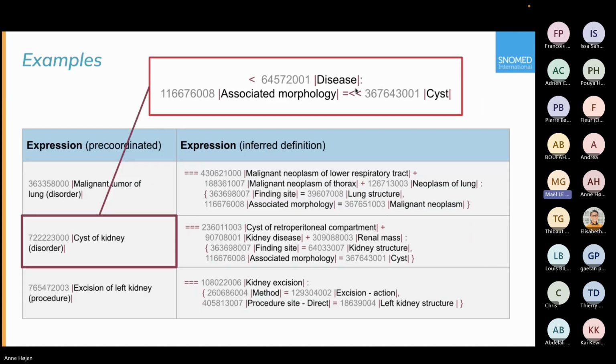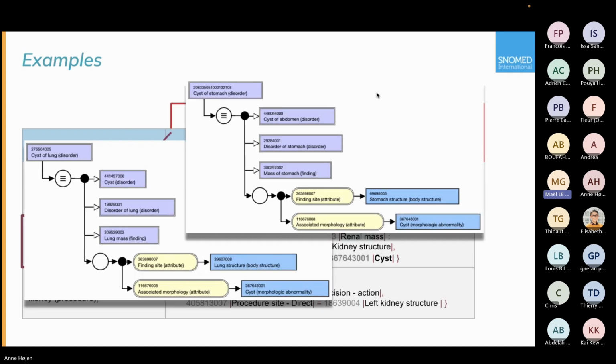But look here, I said equal to, I could have said equal to cyst, but here I say equal to descendants or self of cyst. So here are two concepts that match. Cyst of stomach, they have an associated morphology that is equal to cyst. Cyst of lung also have an associated morphology equal to cyst.